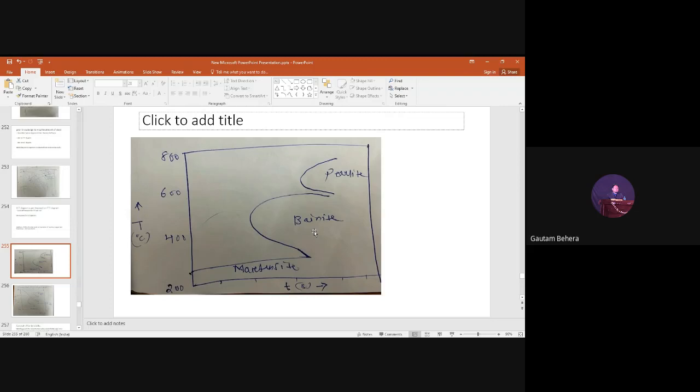Suppose you are continuously cooling the steel, what will happen? Can you tell me? Suppose the start temperature is here, you are continuously cooling the sample. We will get only pearlitic bay.